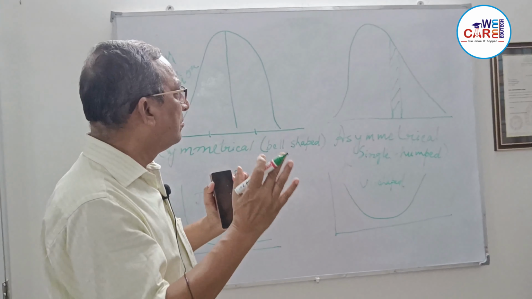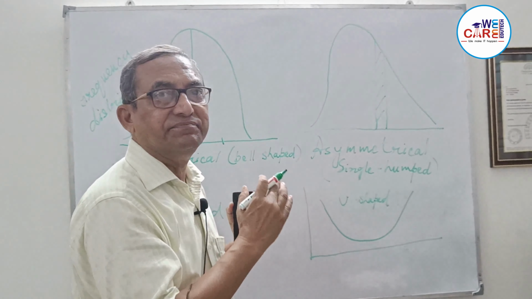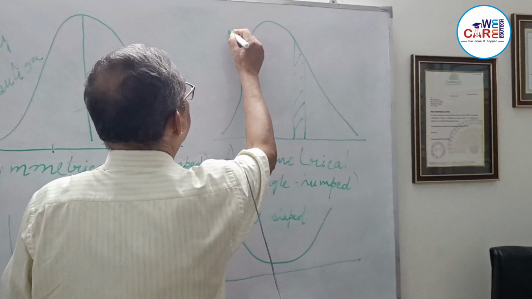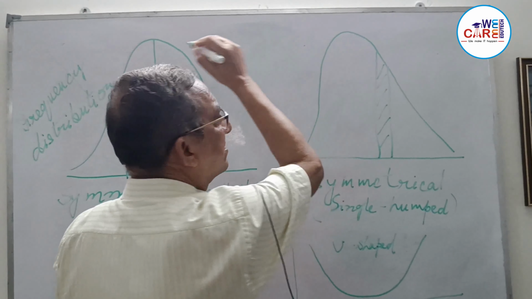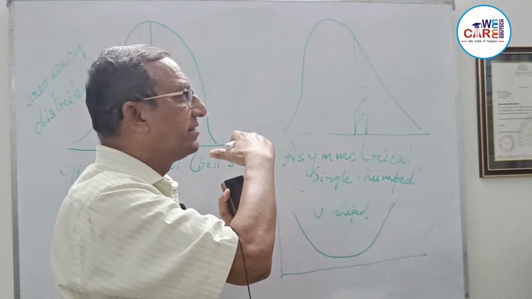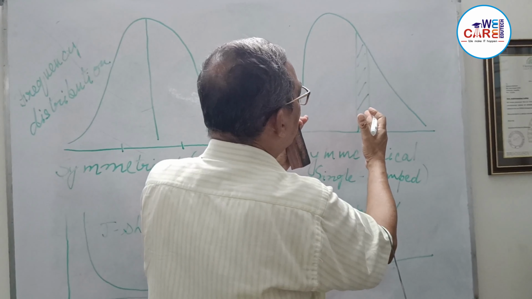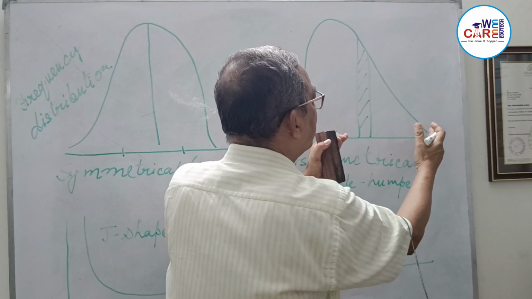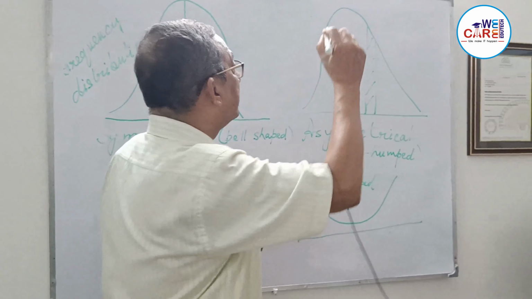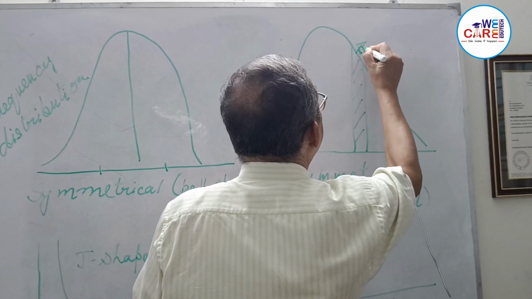But sometimes the curve is not bell shaped. It is asymmetrical. That is, it is skewed. Skewed means there is a positive side and a negative side. Sometimes it is on the negative side. Most of the population belongs to the negative side, and the lower portion of the population is on the positive side. And if we calculate the mean, we will see the mean is lying here. This is the mean.